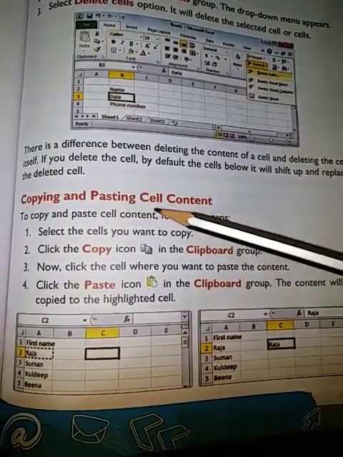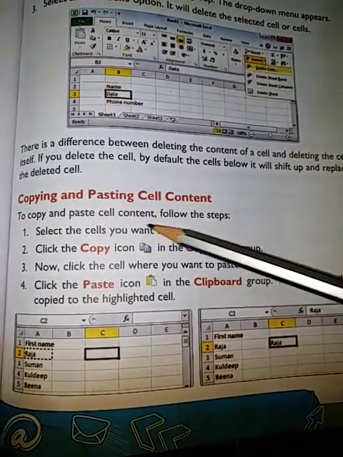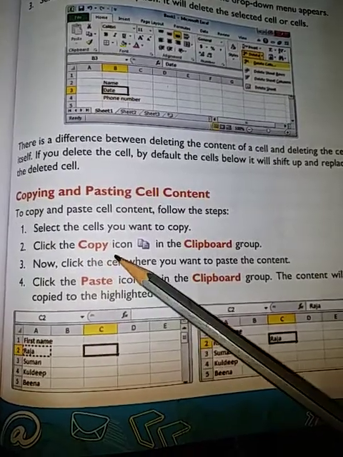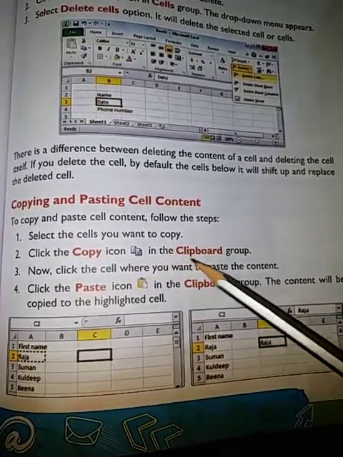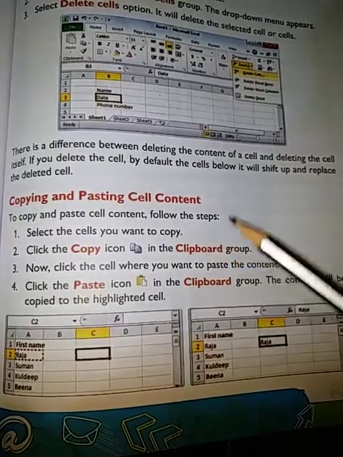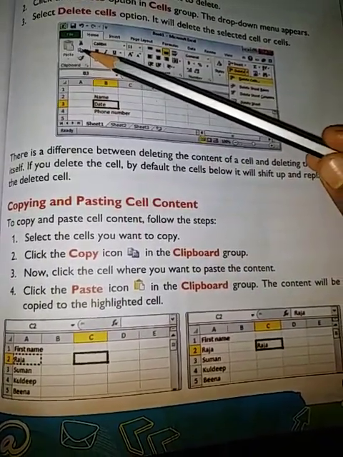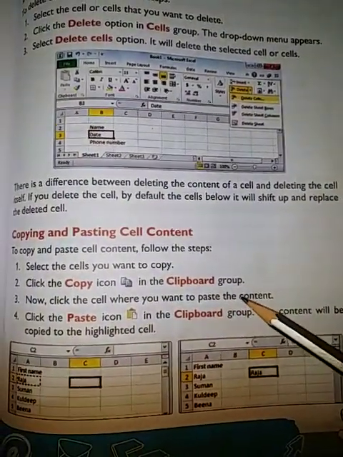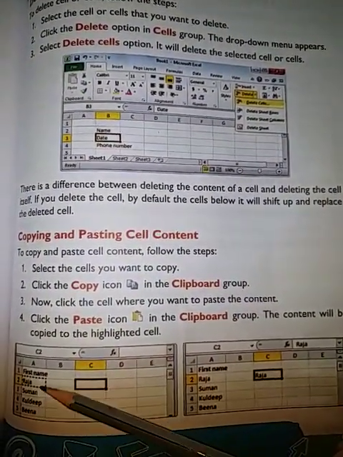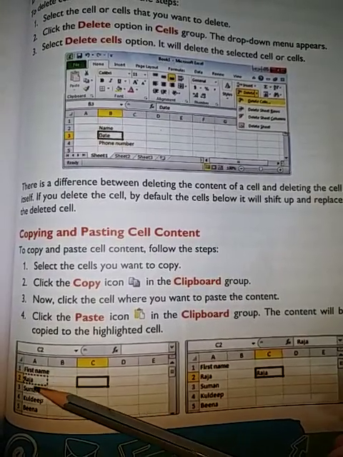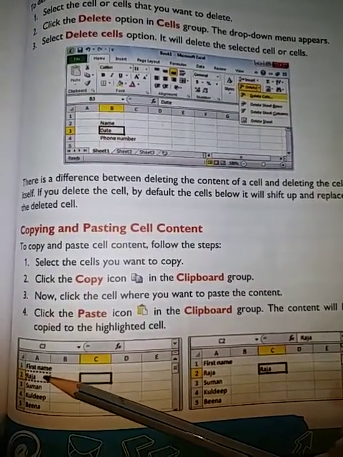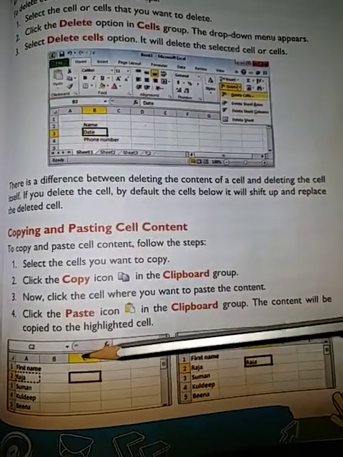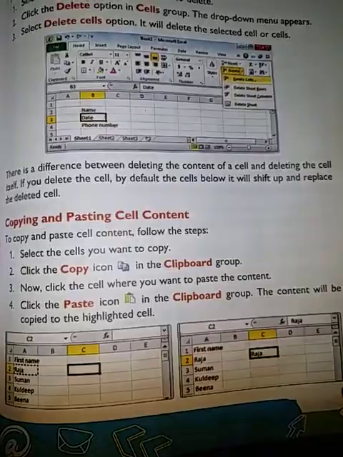Copying and pasting cell content. To copy and paste cell contents, follow the steps. Here you can see, to copy and paste, select the Copy icon in the Clipboard group. In the Clipboard group, there is a Copy option. Now click on the cell where you want to paste the content. If you want to paste that here, you just have to copy. When we copy, it will be marked like this, and when we select and paste here with this paste option, it will automatically be pasted like this.